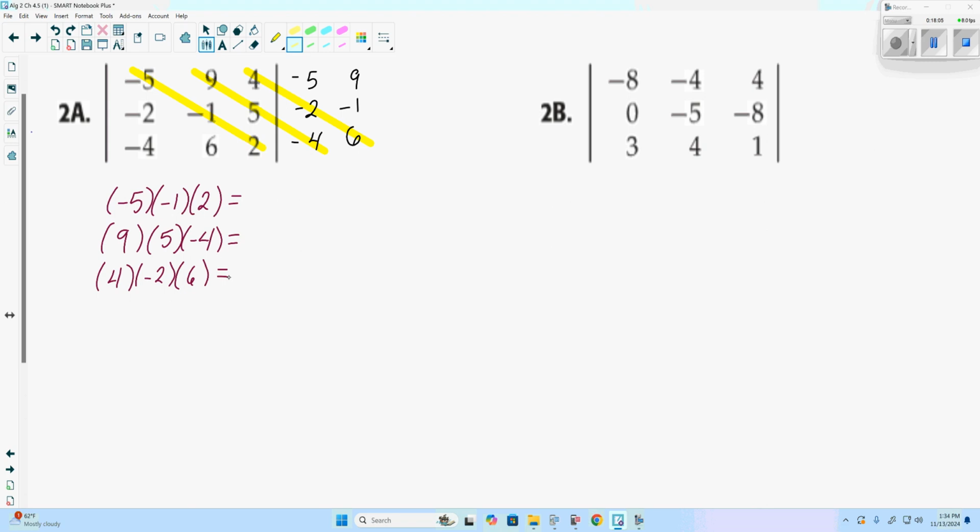Now we can multiply these out. -5 times -1 times 2 is 10. 9 times 5 times -4, I believe should be -180. 4 times -2 times 6. And we're going to take all three of these and add them together.